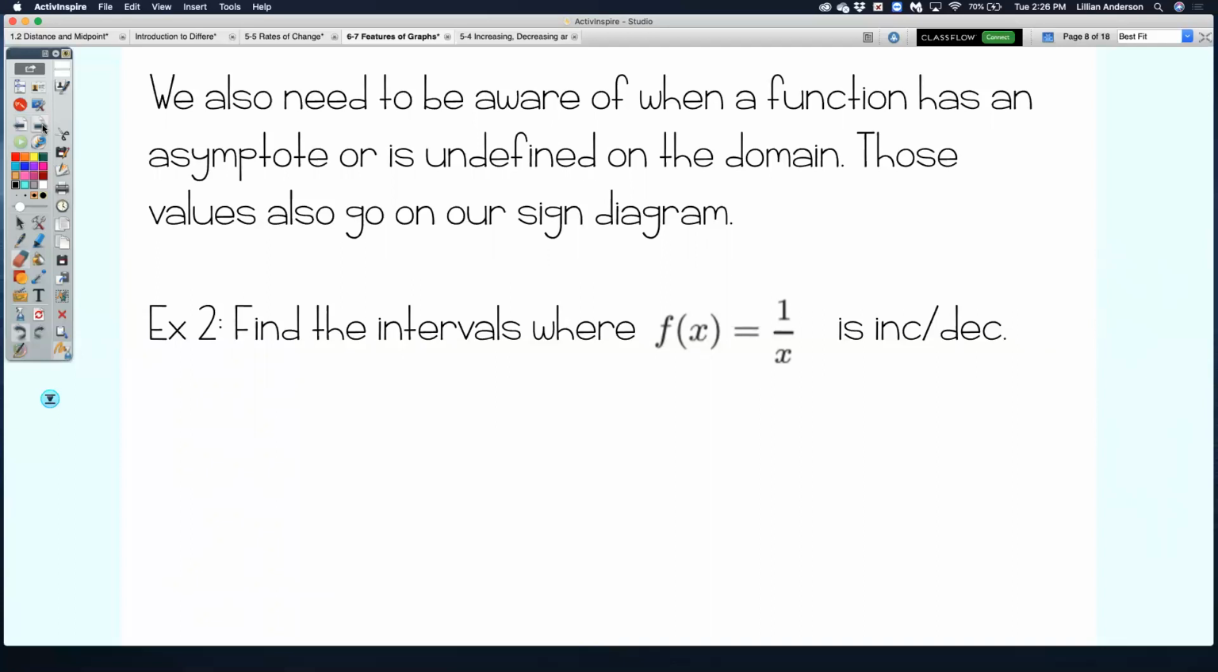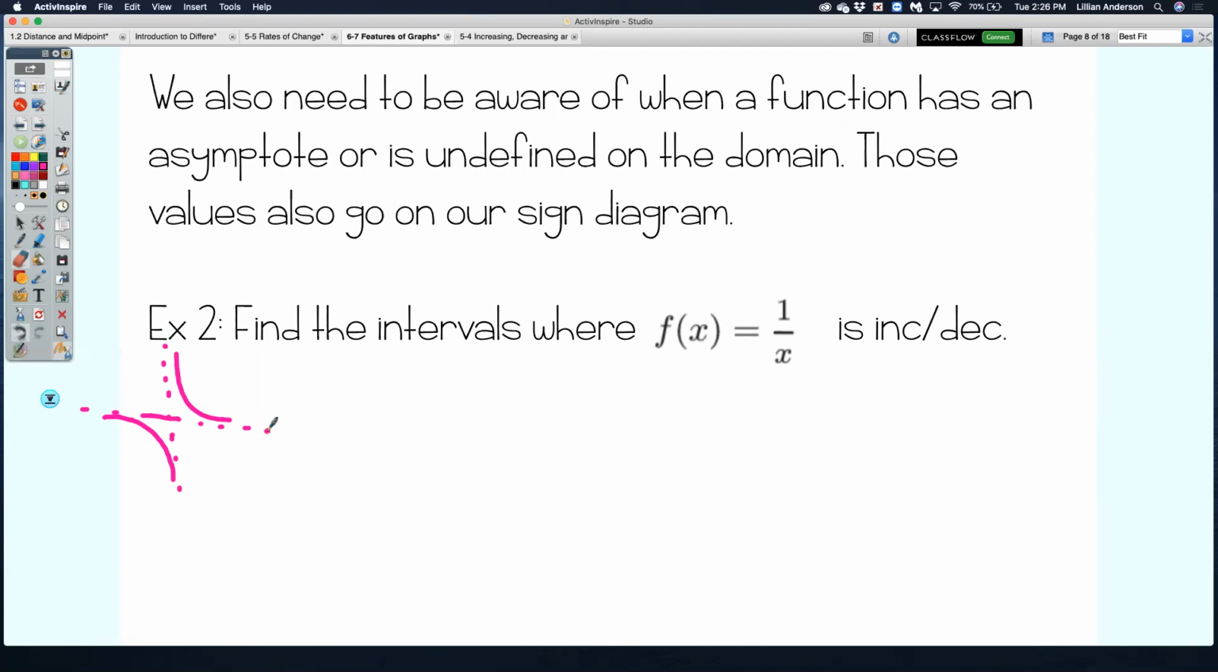So, like I said, you need to be aware of asymptotes and other things that make the function undefined on the domain. Those values also need to go on our sign diagram. Okay? So for example, like this one, we have to find intervals where f of x equals 1 over x is increasing or decreasing. If you recall from when we went over functions, what does this look like? It's a rational function. Yeah, we have an asymptote of x equals 0 and y equals 0.